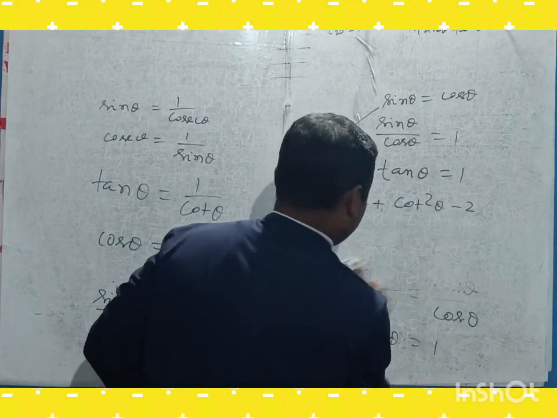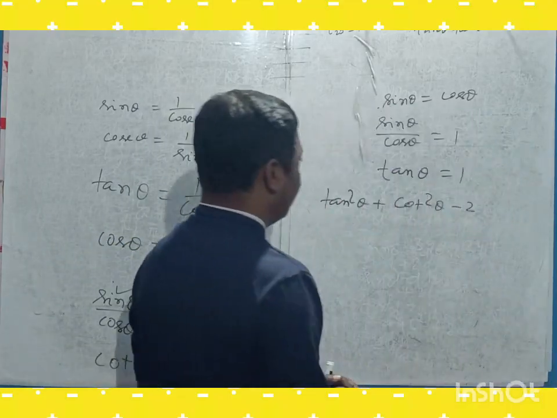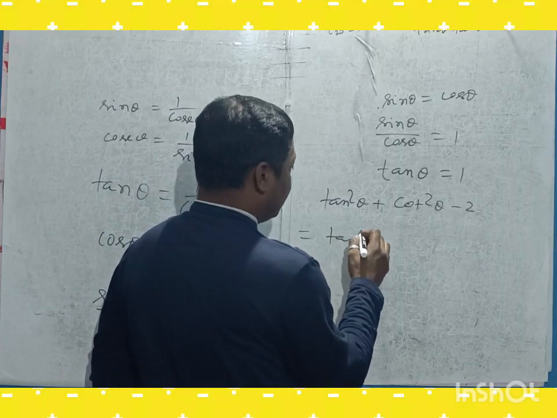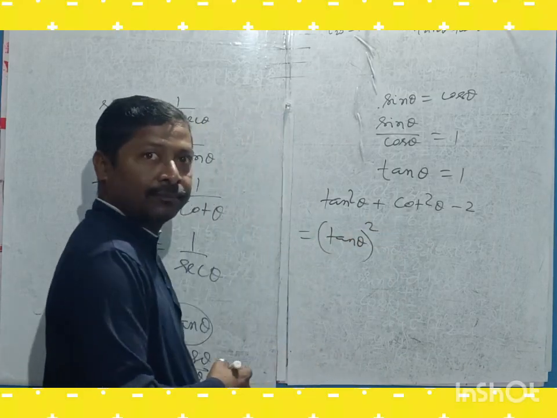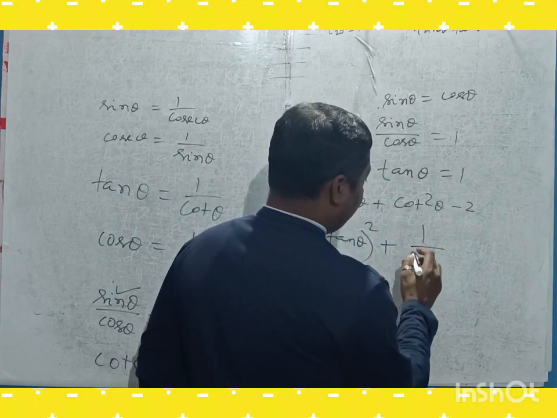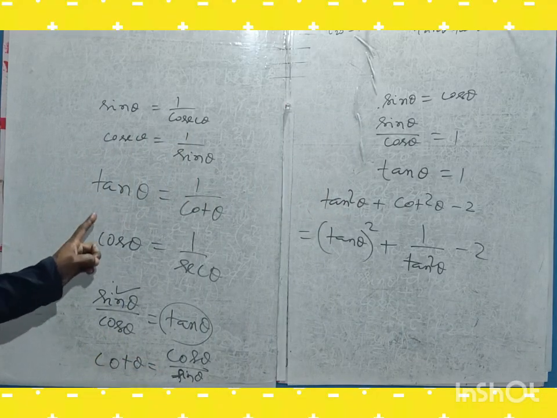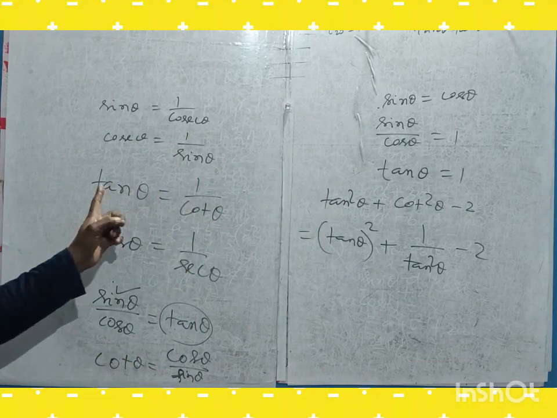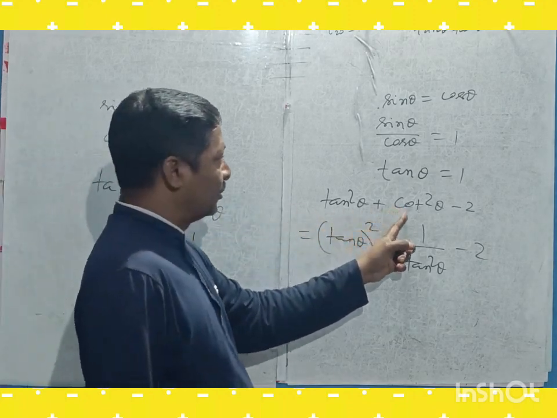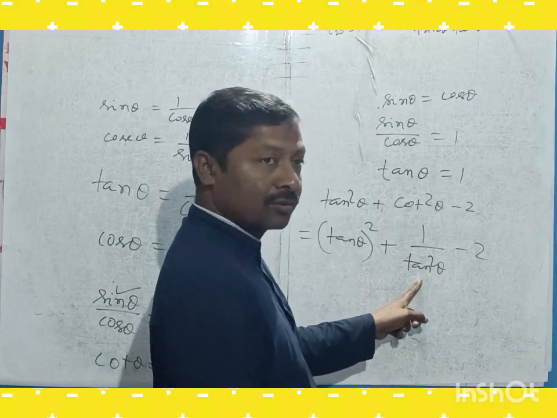So let's forget one way and proceed further. This one is how much? Tan theta whole square. Okay. This one is how much? 1 by tan square theta minus 2. Cot theta is 1 by tan theta. Tan theta is 1 by cot theta. So cot square theta is 1 by tan square theta. It is square form. That's why it will be in square form also.